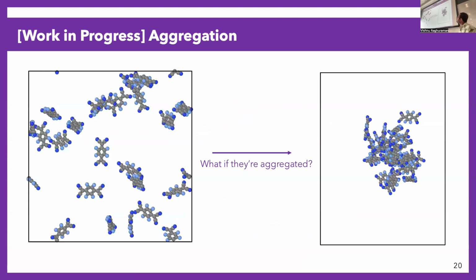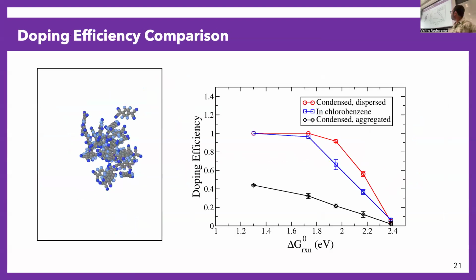I'm going to show something that we're working on, which is kind of exciting. In the original box, all the dopants are quite dispersed. But what happens if they're aggregated, as has been seen in experiment? It's a study that you cannot do at scale with any other method: how the doping will actually change if you have this type of system versus that type of system. And that's something that can be done in our method.